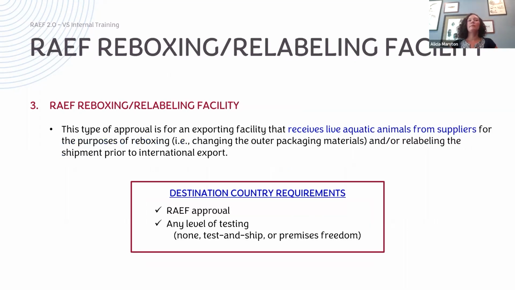And the third type is our reboxing relabeling facilities. So again, these are facilities that are receiving animals from a source facility or a supplier. They're reboxing or changing the outer packaging or changing the label on the outside of the box or container prior to export. They're sending animals to countries that require RAEF approval, and there could be any level of testing required to that country, from no testing, test and ship, or premises freedom.